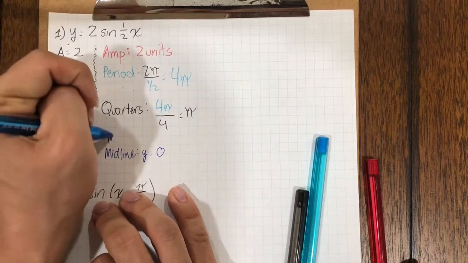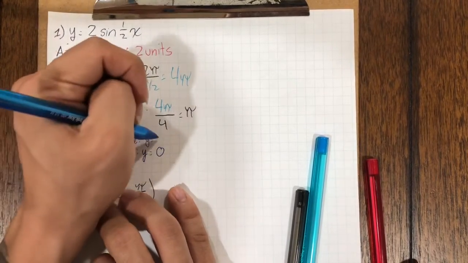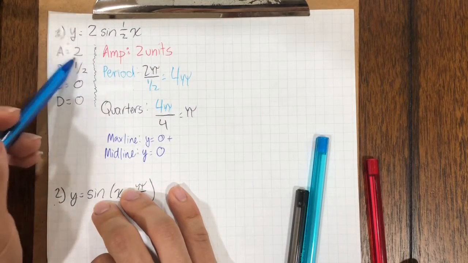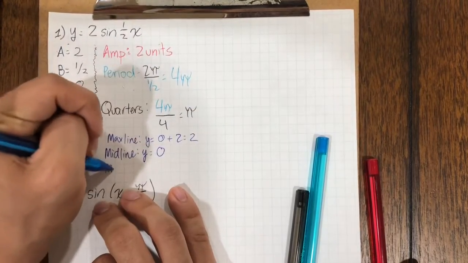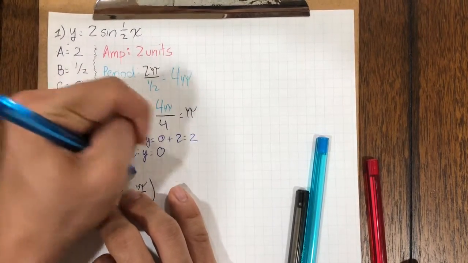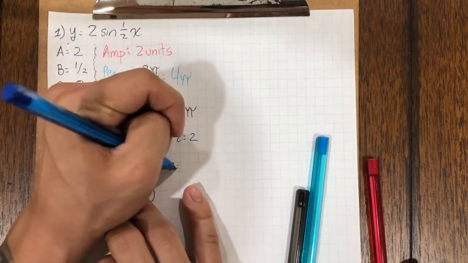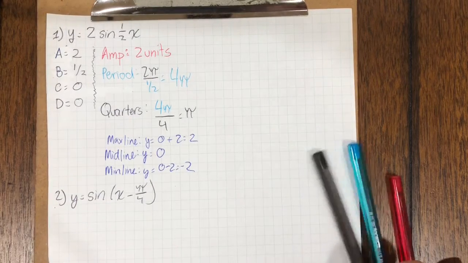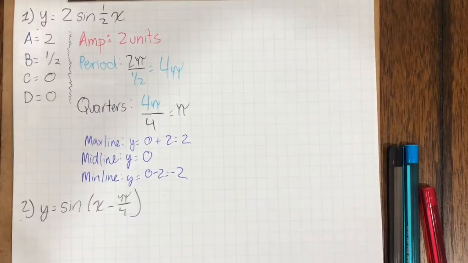We have the max line. So I'm going to take my 0 and add it to my amplitude, which is 2. And I get positive 2. And then my min line, I have y equals 0 minus 2, and I get negative 2 for my minimum. All right?